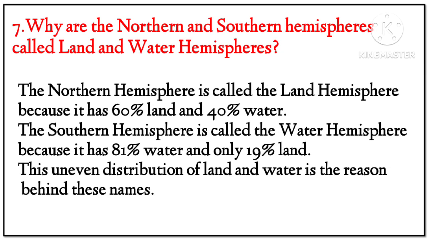Next question: why are the northern and southern hemispheres called land and water hemispheres? Answer: the northern hemisphere is called the land hemisphere because it has 60% land and 40% water. The southern hemisphere is called the water hemisphere because it has 80% water and only 20% land.